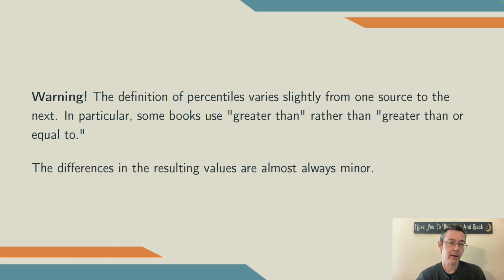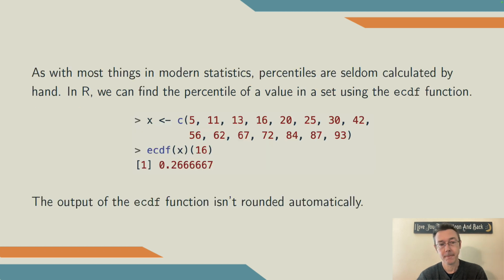One thing that you have to be careful with is that the definition of percentiles varies very slightly from one source to the next and is computed very slightly differently from one piece of software to the next. Some sources use greater than instead of greater than or equal to, and there's not really any logical reason to prefer one over the other. Greater than or equal to is slightly more common, but again, you have to be careful because there will be some differences from one source to the next. The good news, though, is that the resulting differences in the values that you get out of calculations using these different definitions tend to be really minor.